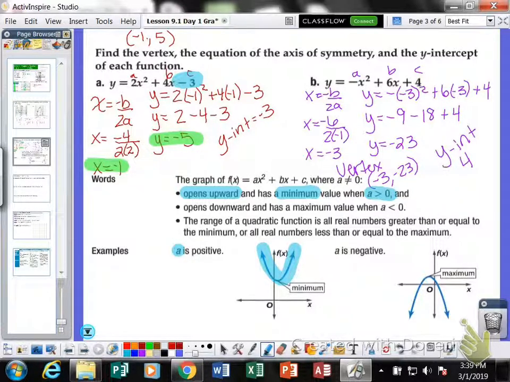If it opens downward, then we have a maximum value, and a is less than 0. So that leading number, that a, is a negative. And you can see it's a frowny face. So we have a maximum value, opens downward. The range of the quadratic function is all real numbers greater than or equal to the minimum, or all real numbers less than or equal to the maximum. And we've talked about that before because, again, if we're finding the range, we're looking at what values, and here you have that one and that one.